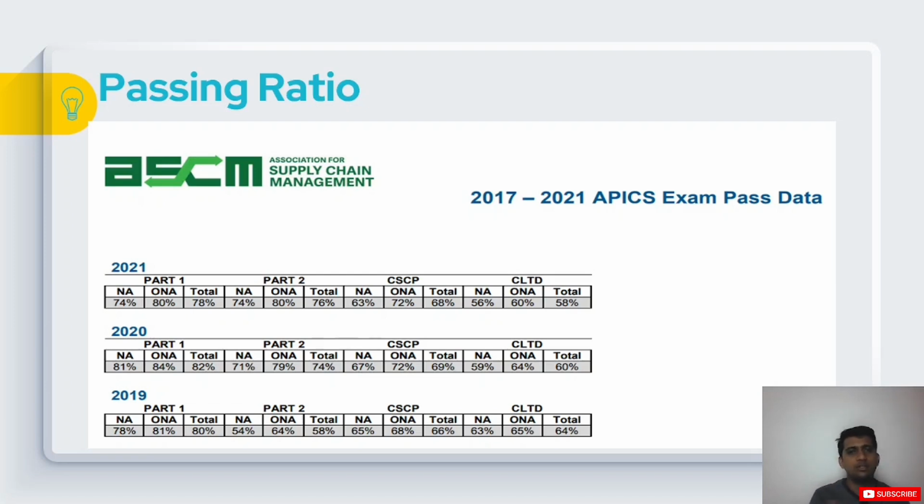Why? Because the cost of the retake is very high. In the previous video, in the exam details, we discussed that you have to spend almost $400 to retake, and in INR it's almost 26 to 30k depending upon the dollar value. So it's very important that you prepare in a way that you are able to clear the exam in the very first attempt.